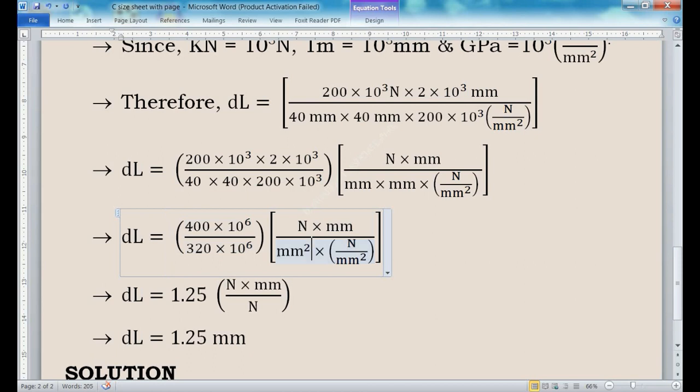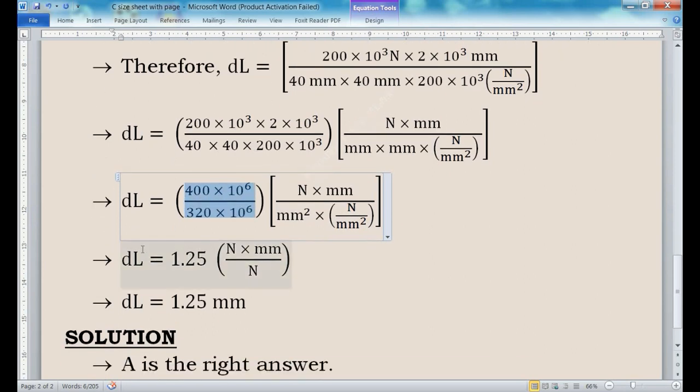In this RHS, mm square and mm square get cancelled, and 400 into 10 power 6 divided by 320 into 10 power 6 is 1.25. Therefore, dL is equal to 1.25 into Newton into mm divided by Newton. In this RHS, Newton gets cancelled. Therefore, dL is equal to 1.25 mm. So the elongation or deformation induced in the steel bar, which is the decreased length of the steel bar, is 1.25 mm.